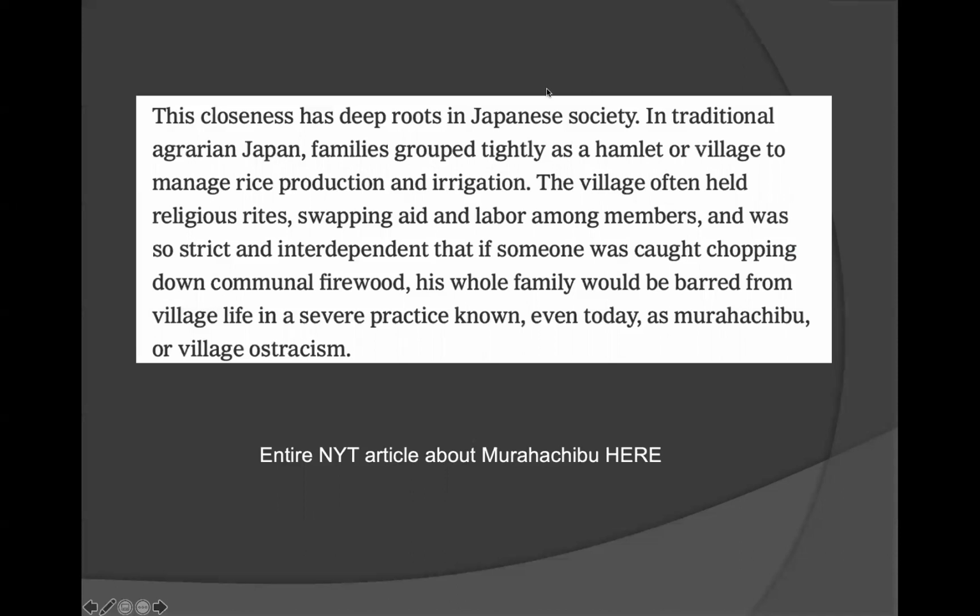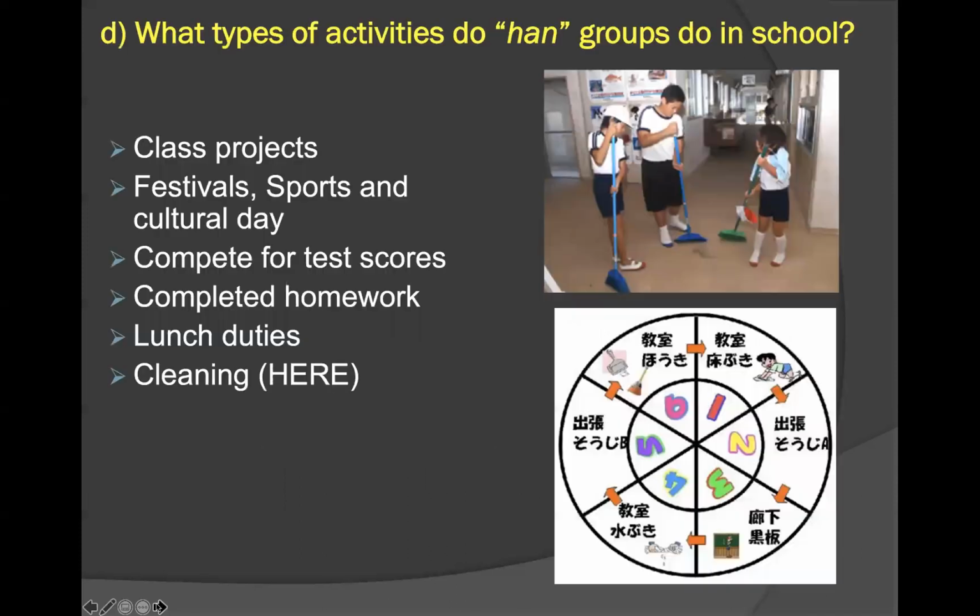But this one here, what's written on the screen, says, this closeness has deep roots in Japanese society. In traditional agrarian Japan, so they're talking about murahachibu here, families group tightly as a hamlet or a village to manage rice production and irrigation. The village often held religious rites, swapping aid and labor among members, and was so strict and interdependent that if someone was caught chopping down communal firewood, his whole family would be barred from village life in a severe practice known even today as murahachibu, or village ostracism.